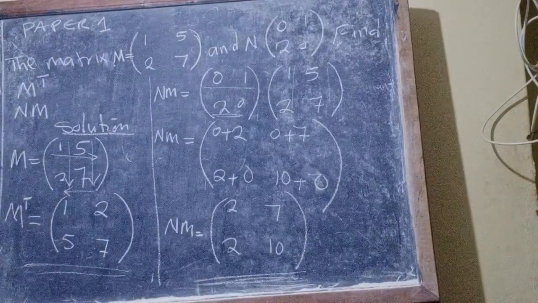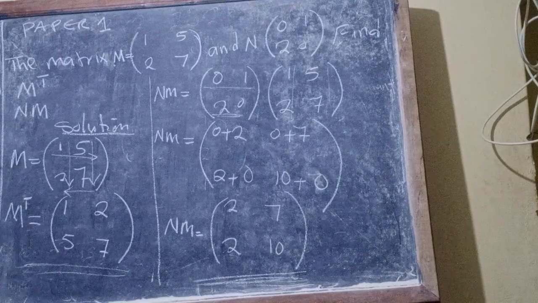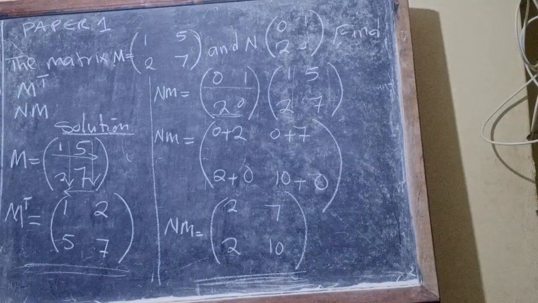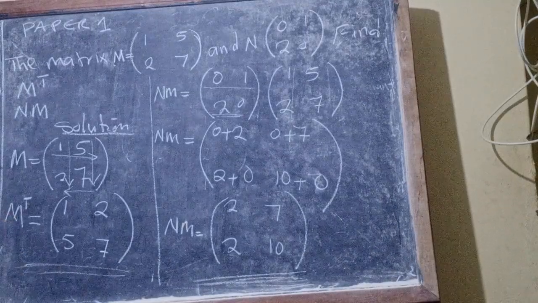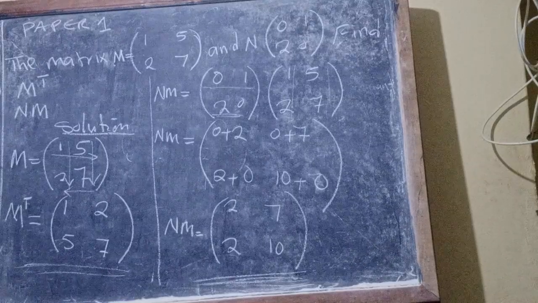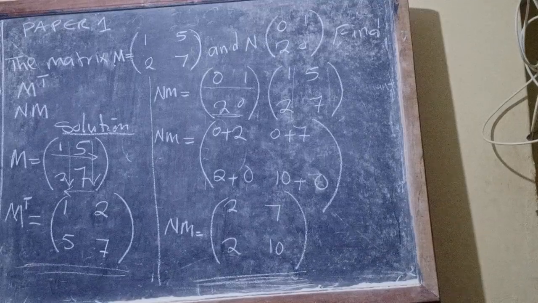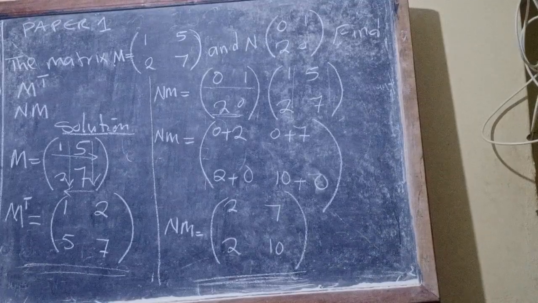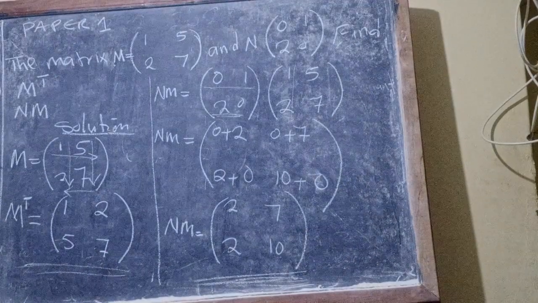This is all about multiplication and finding the transpose of a matrix. If you have other questions pertaining to this subtopic, please feel free to inbox me. We'll be able to help you solve those questions. But this is the only thing that is found under the multiplication of matrices and finding the transpose of a matrix.